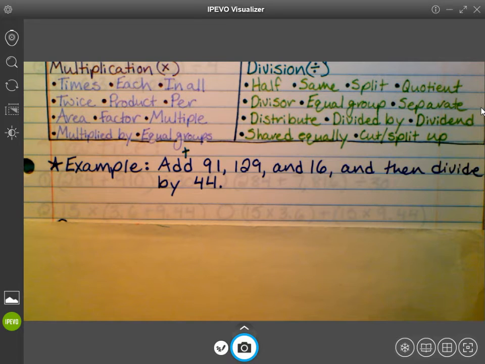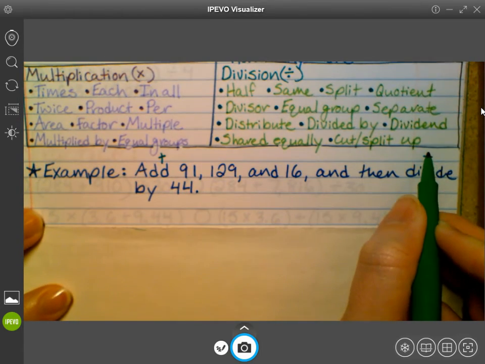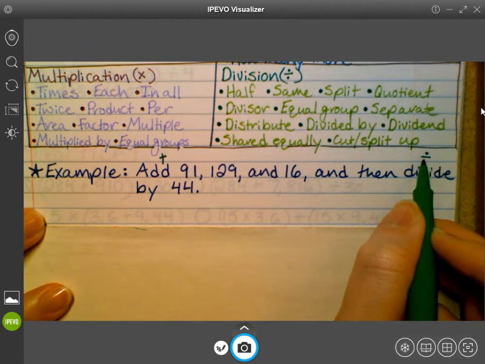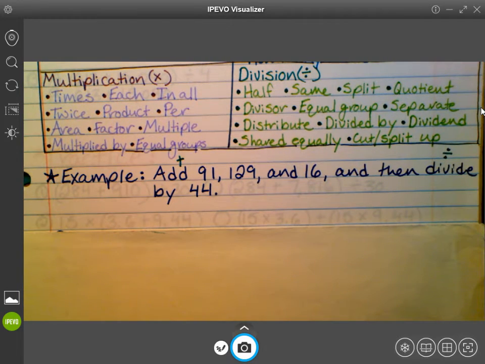What's another word that tells us what we're doing in this sentence? Let's see. Elena. Divide by. So that tells me I'm dividing. So now I'm going to put a division symbol above that. Now, are there any other important words in this sentence? Maybe they don't tell us an operation, but are there any other important words in this sentence? Emmy? Well, that kind of goes with divide. So divide by tells us we're dividing.